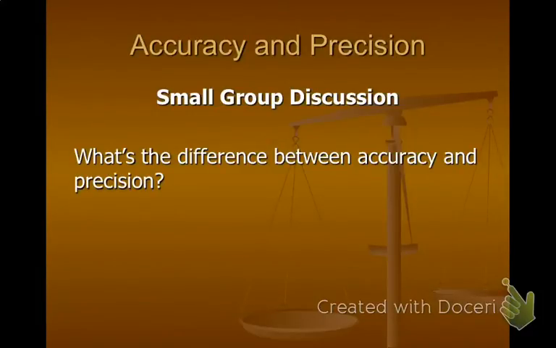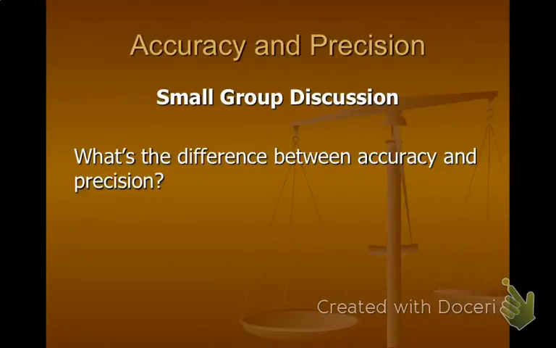So if you take a look at this small group discussion, depending how your small group answered, a lot of small groups say that accuracy and precision are pretty much the same thing. And in the English language, a lot of people use those words interchangeably because they are very similar. But in science, we do have completely different definitions for these.